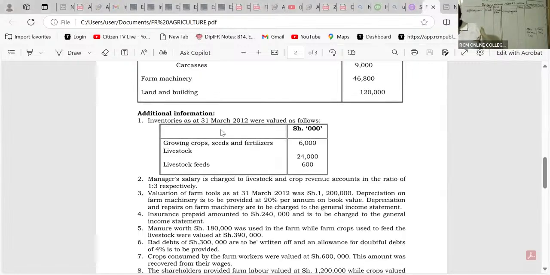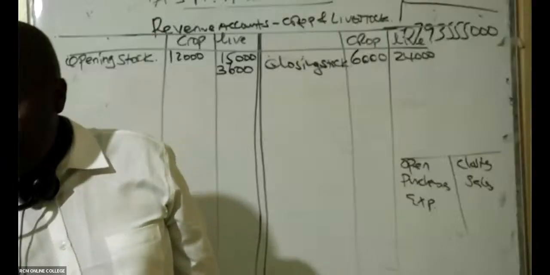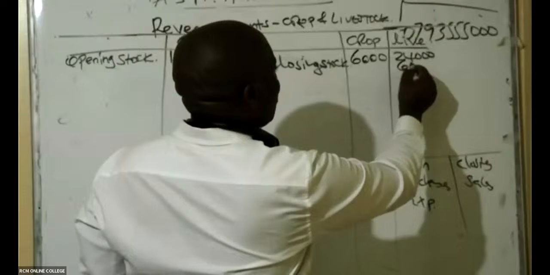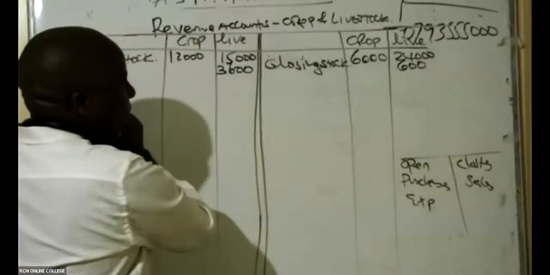Inventories at the end of the year, which is 31st March 2012, were as follows. Growing crops, 6,000. Then we have closing stock for livestock, 24,000. And then closing stock for livestock feeds, 600. You don't have to have any relation for that.